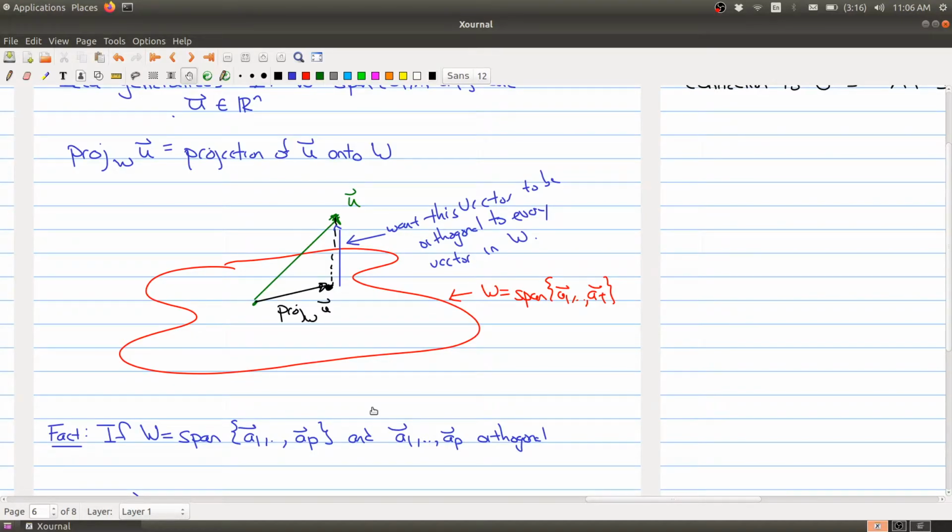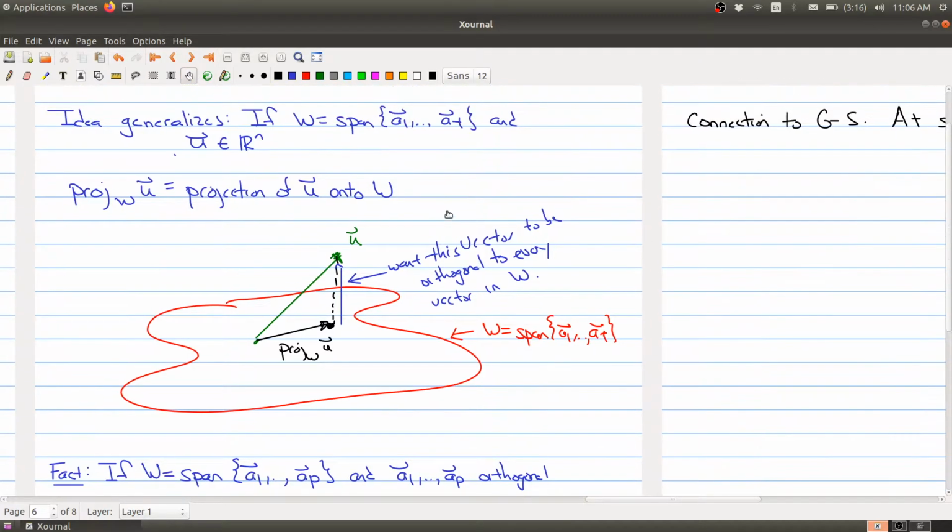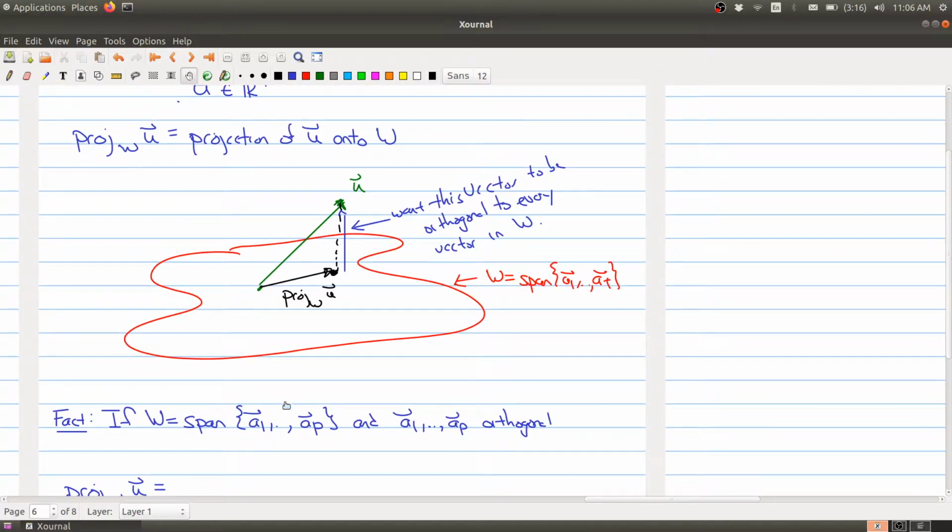So welcome to the final part of today's lecture on the Gram-Schmidt process. In the last lecture, we left off with this particular setup where we have a vector space W, this red blob, spanned by A1 through A2, and we have a vector U, and we can project U down onto W. We want to project it so that this vector, the blue vector, is orthogonal to every vector in W. This is an interesting object. Can you find such an object? It turns out that you can find this in a special case.